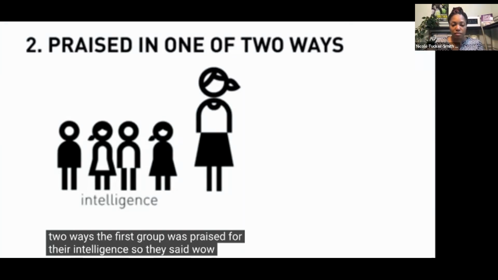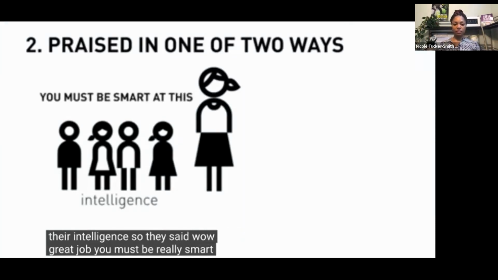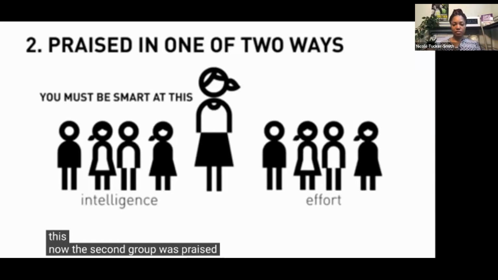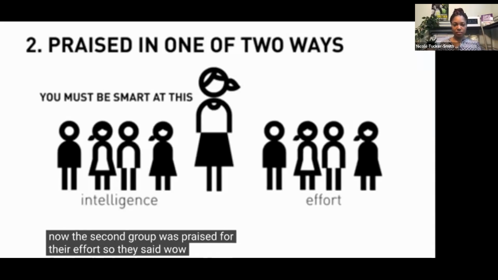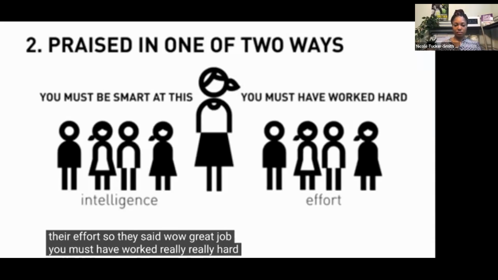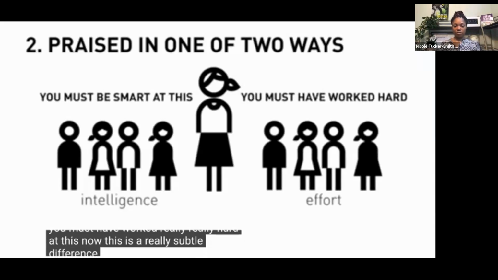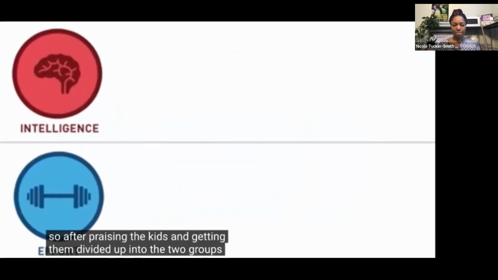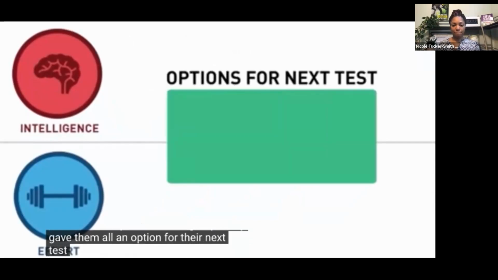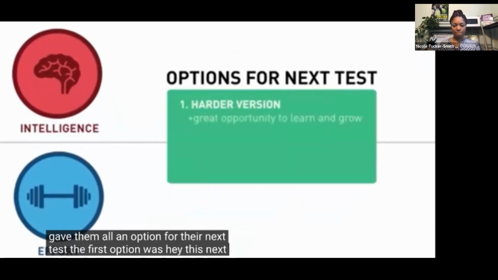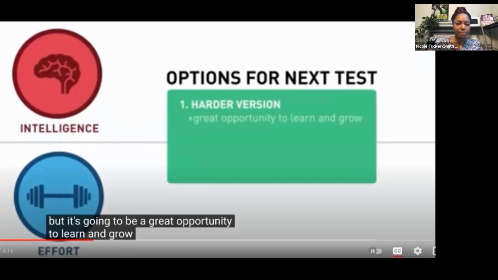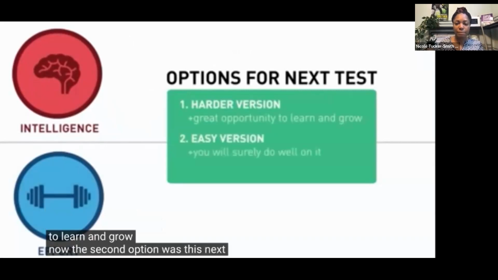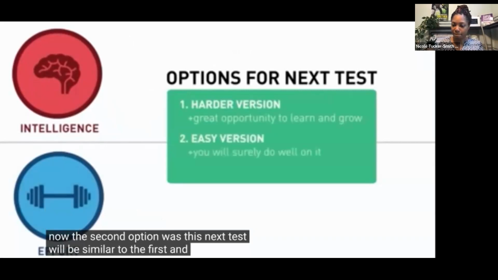So they said, wow, great job, you must be really smart at this. Now the second group was praised for their effort. So they said, wow, great job, you must have worked really hard at this. This is a really subtle difference, but the impact it had is incredible. After praising the kids and dividing them into the 2 groups, they gave them all an option for their next test. The first option was, hey, this next test is going to be a little bit harder, but it's going to be a great opportunity to learn and grow. The second option was, this next test will be similar to the first and you will surely do well on it.